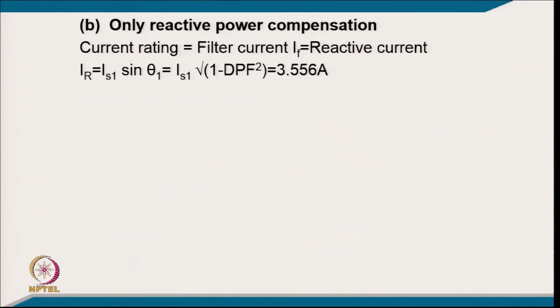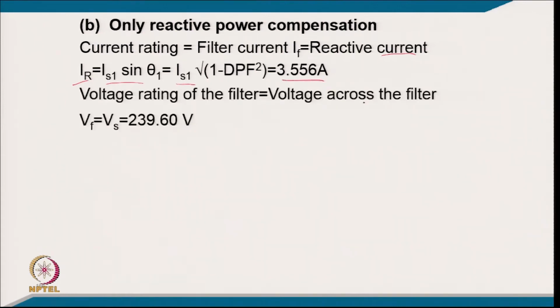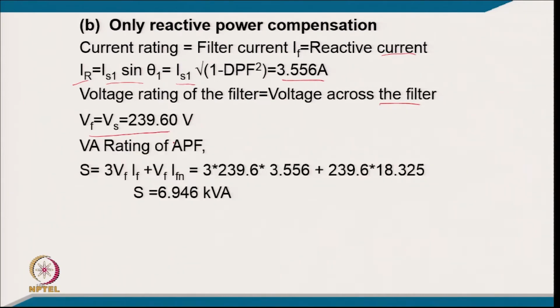Now, only for reactive power compensation, the current rating of the filter will be equal to the reactive current, that is IR equal to IS1 sin theta 1, and that will be IS1 under root 1 minus DPF square, so it comes 3.556 ampere, and the voltage rating of the filter will be the voltage across the filter, that is Vf equal to Vs, 239.6 volt, and the VA rating of the active filter will be 3 VFIR plus VFIR.